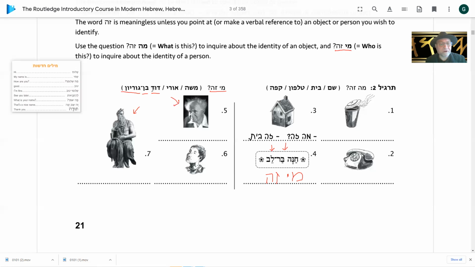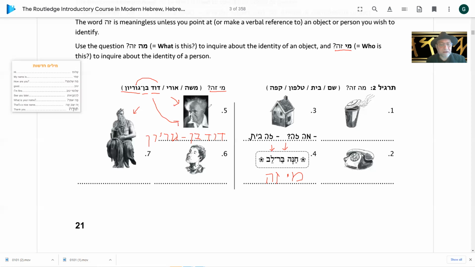Okay, so I think what they want us to do is put this down in here. David Ben Gurion. That's a nun right there. Gimel. Resh. Yod. Nun Sofit. Okay, so David Ben Gurion, this one right here goes down with this.